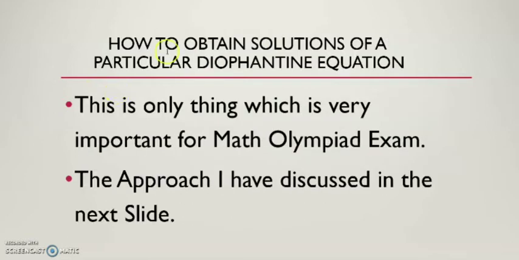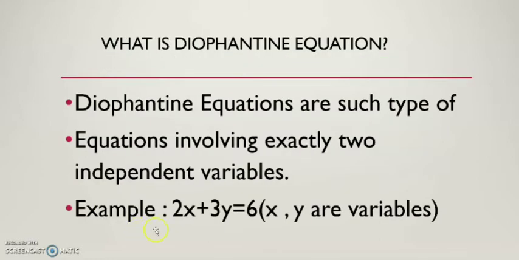Now, how do we obtain the solution of a particular Diophantine equation? We already know what a Diophantine equation is, and in this tutorial we will learn how to obtain its solutions. Suppose you are given a Diophantine equation like 2x plus 3y equal to 6, and you are asked to determine all possible solutions. There are infinitely many solutions, because there are two independent variables and only one equation.